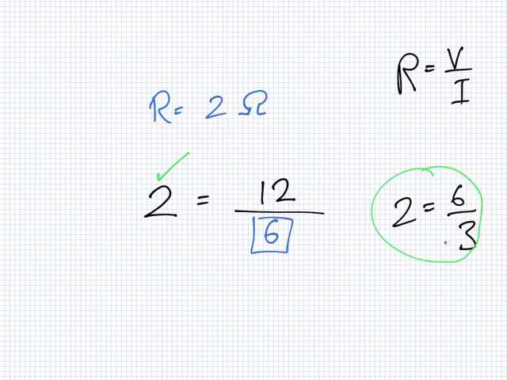So if you look, the process of changing the voltage from 6 to 12, what has that caused the current to do? The current has increased from 3 to 6. That's what's happened here, because it's the only way to make a resistance of 2 still.